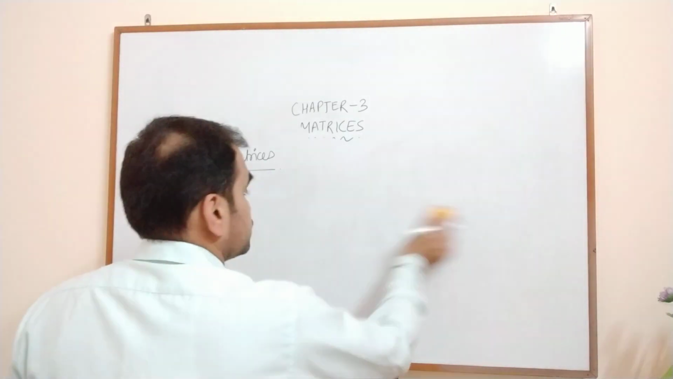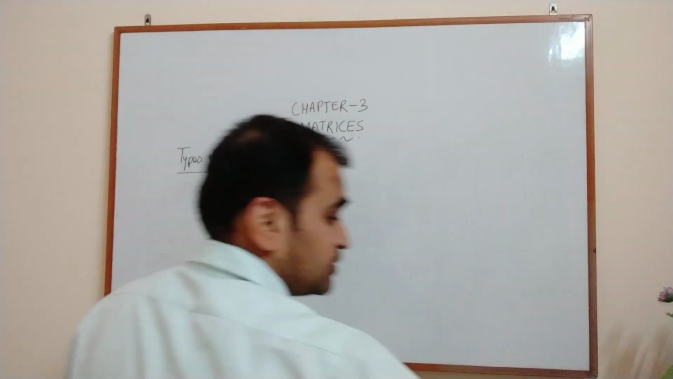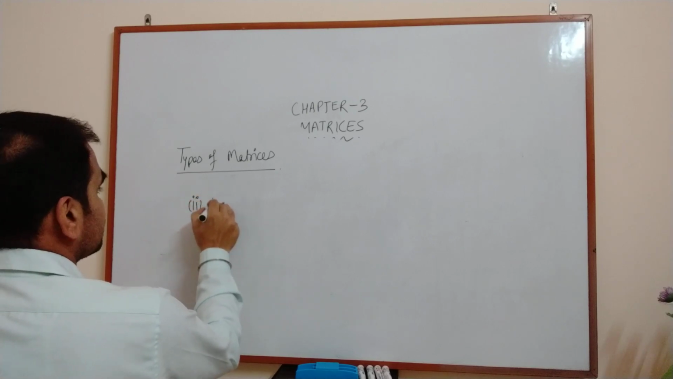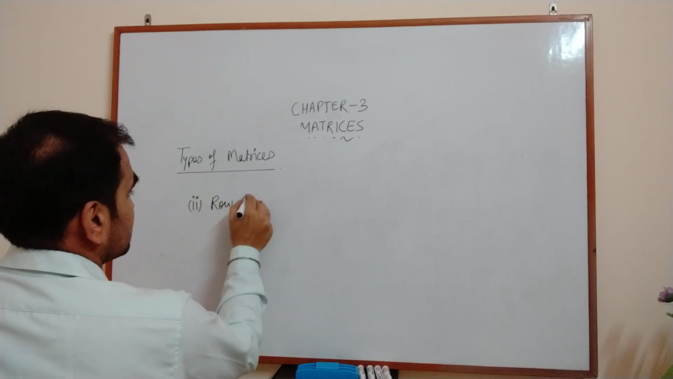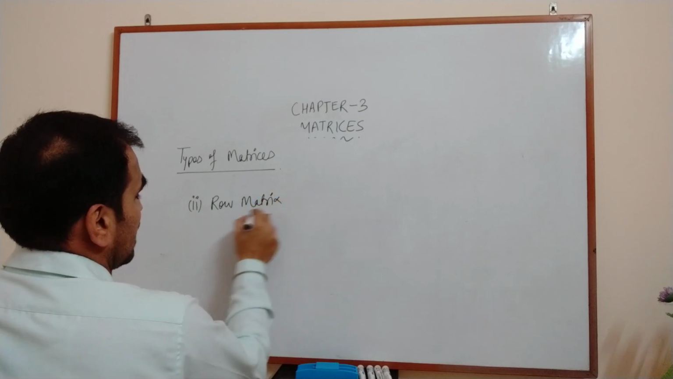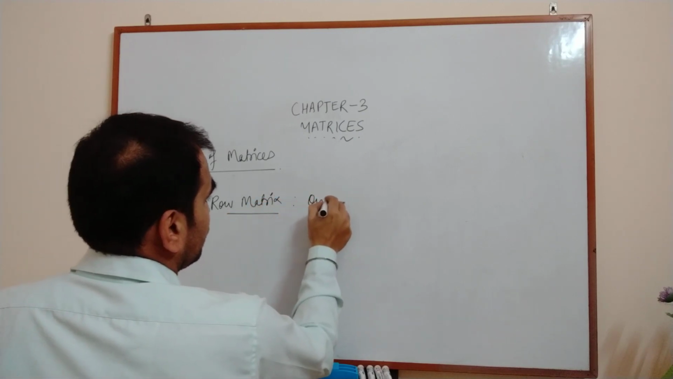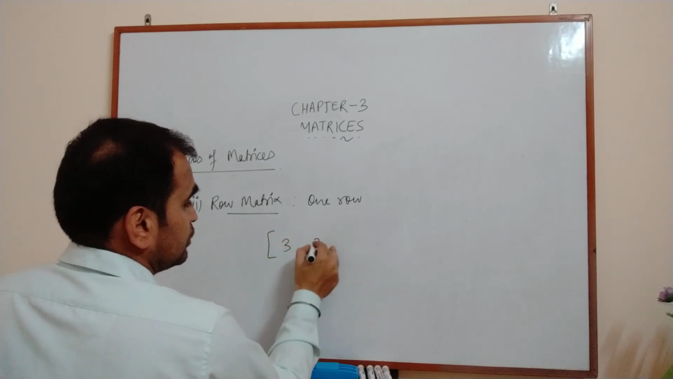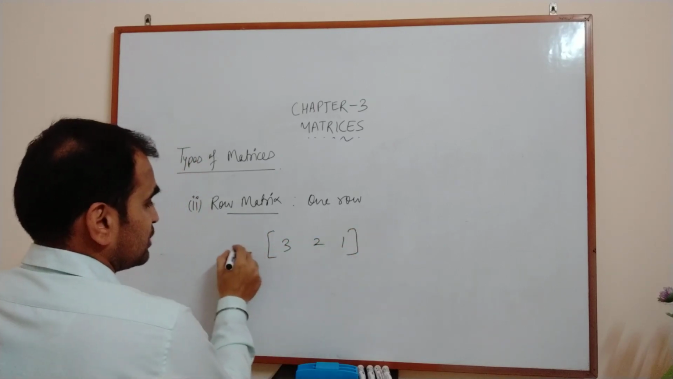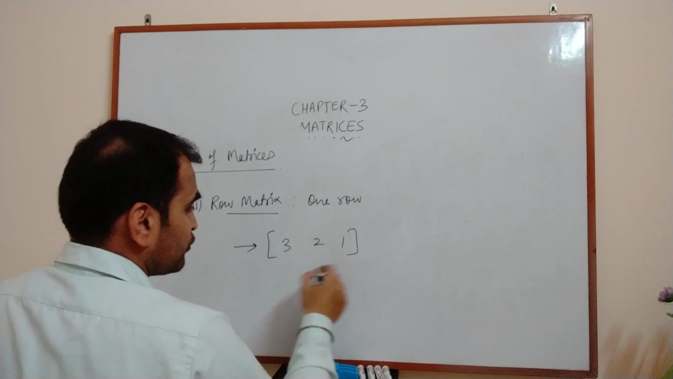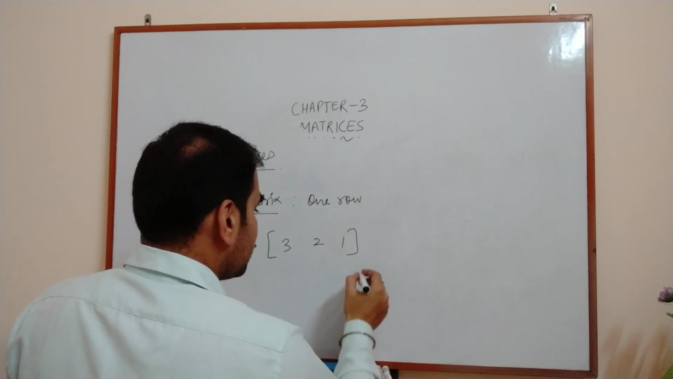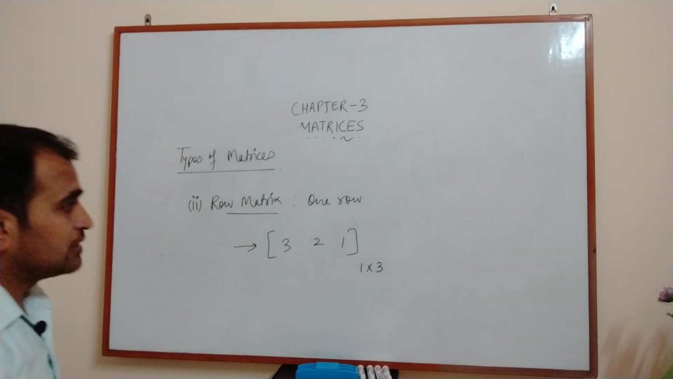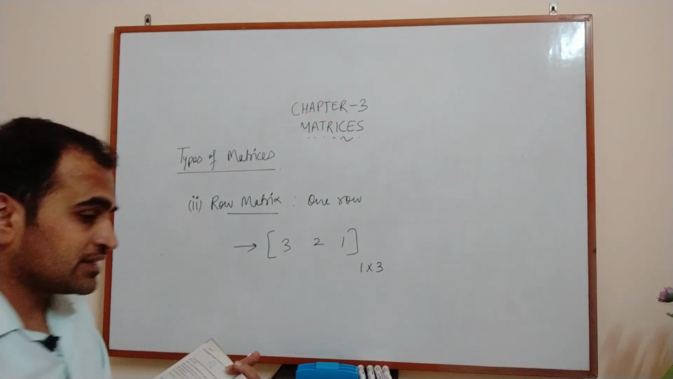Next we have a row matrix. Similar to the column matrix, what is a row matrix? Having only one row. Maybe 3, 2 and 1. Here only one row is there and the number of columns is 3. So the order will be 1 row and 3 columns. So this is a matrix known as a row matrix.